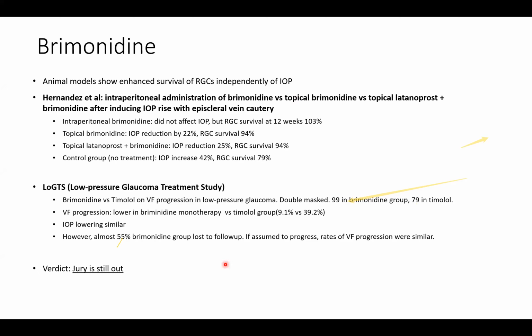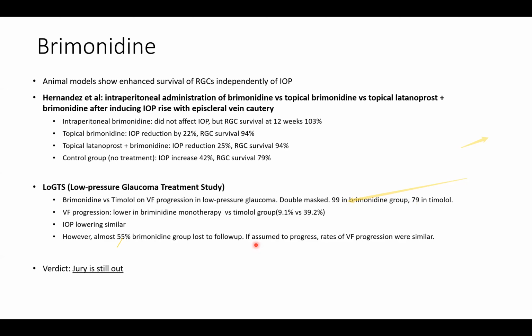The other study that looked at this as well was the low pressure glaucoma treatment study, which found that in comparison of brimonidine and timolol, even though they lowered the intraocular pressure to similar levels, the visual field progression appeared to be lower in the brimonidine group versus the timolol group, at 9% versus 39%. However, one of the criticisms of this study was that almost half or more than half of the group on brimonidine was lost to follow-up.